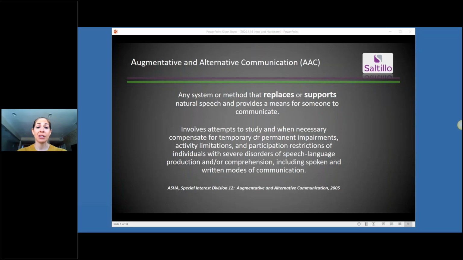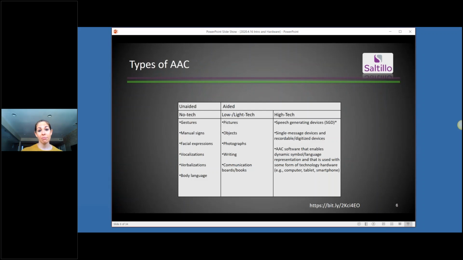It can also involve an attempt to study and, when necessary, compensate for temporary or permanent impairments, activity limitations, and participation restrictions of individuals with severe disorders of speech and language production and or comprehension, including spoken and written modes of communication. ASHA basically tells us that AAC can support everything that we do on a daily basis.